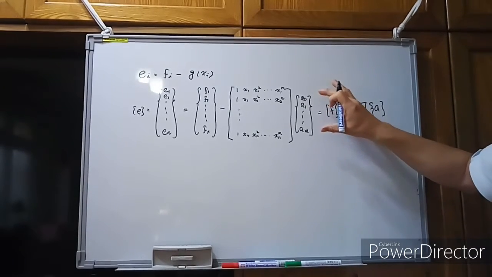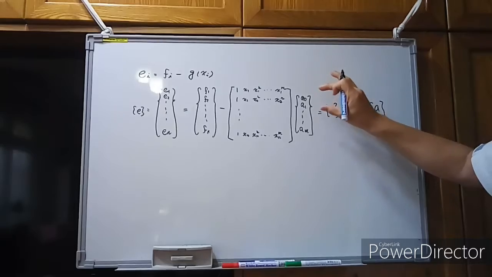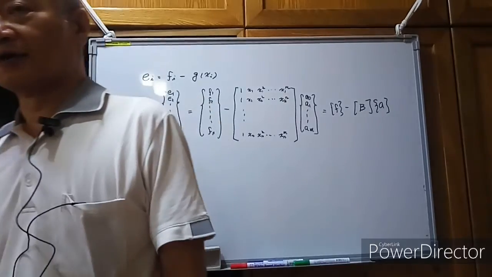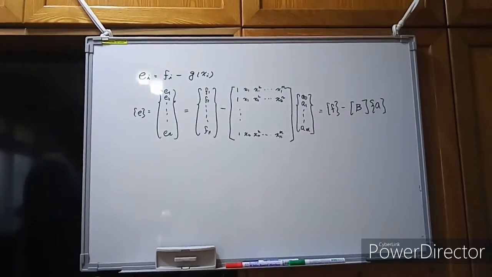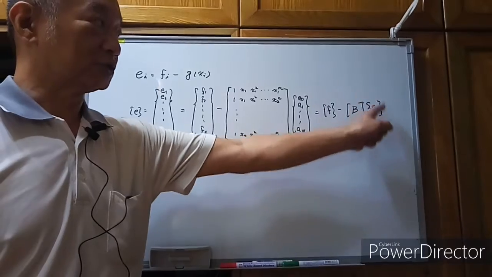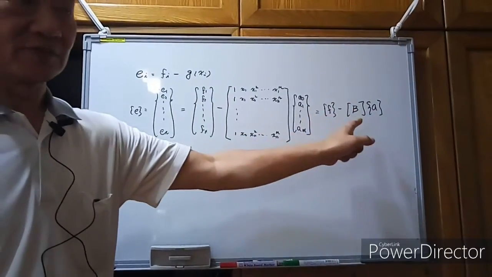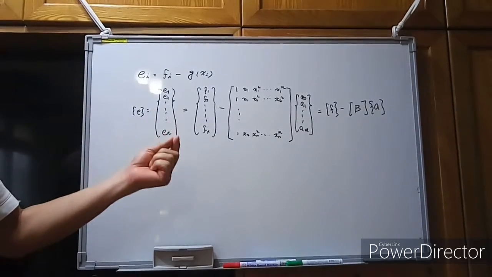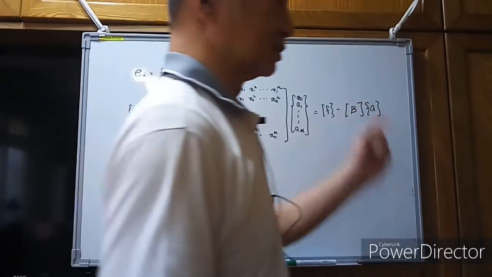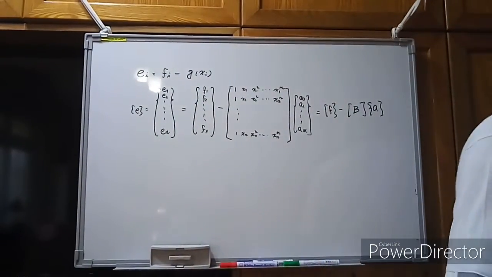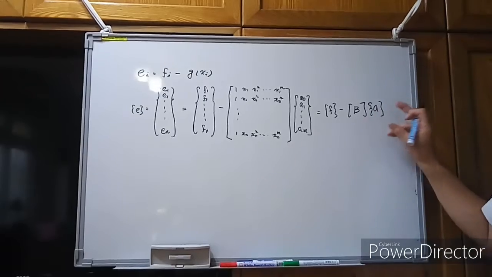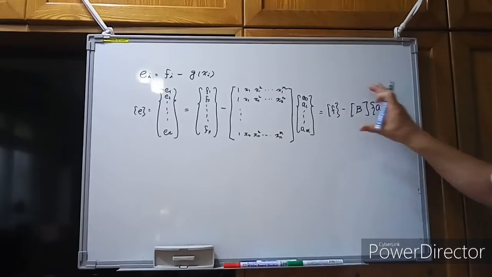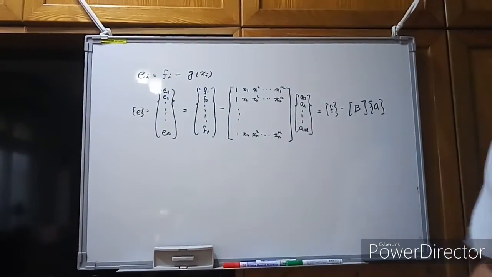The A vector includes all the unknown coefficients for the approximate function g of x. The A vector is the basic unknown of this method. If we can solve all the A0, A1, if we can solve all elements in the A vector, then we have already solved the approximate function g of x. Okay, so that is the matrix form of the error functions.